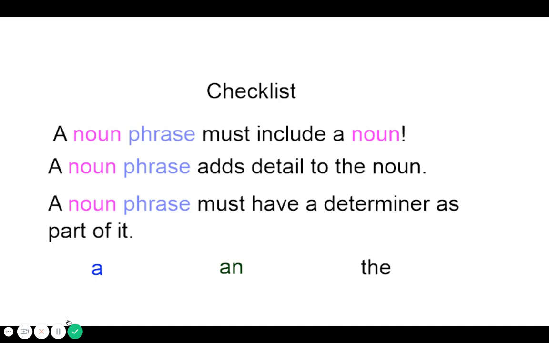And then we have to think a noun phrase must have a determiner as part of it. Now, we haven't looked at determiners this year, but here's a bit of a crash course in them. A and the. They are the most frequently used determiners with noun phrases. They're not all of the determiners out there in the world, but these are three which are used most frequently with a noun phrase.